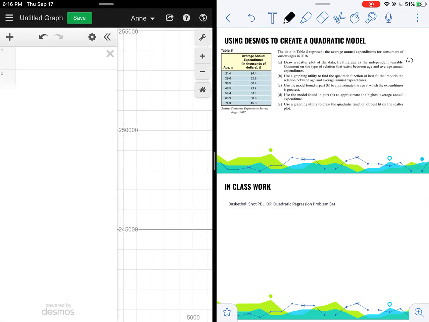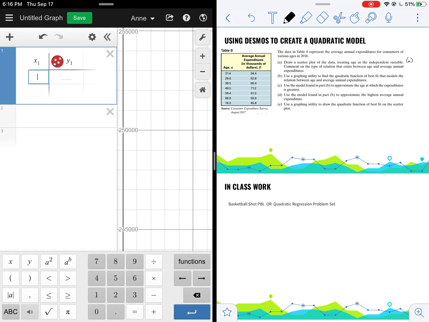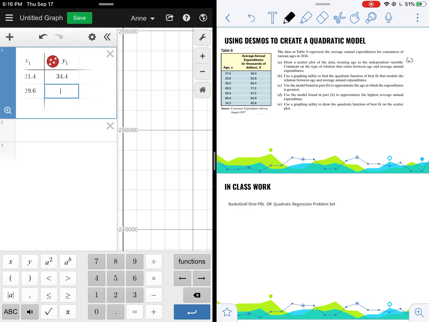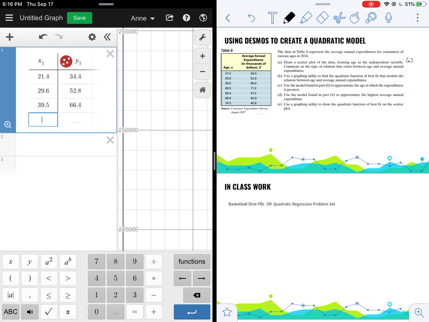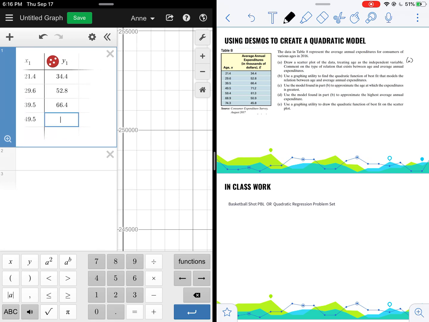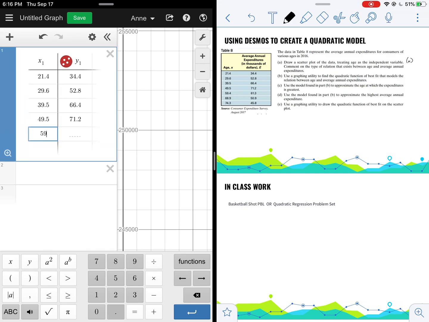If you guys remember, on Desmos we could create a table. In our table, we have 21.4 and 34.4, and this is in thousands. Then we have 29.6 and 52.8. Then 39.5 and 66.4. And we have 49.5 and 71.2.